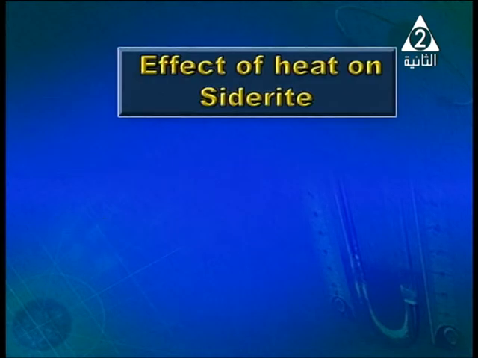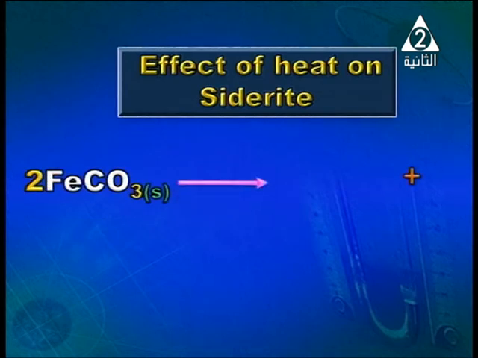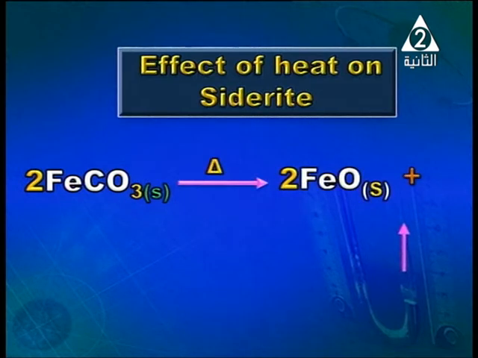The effect of heat on siderite. Siderite is iron 2 carbonate, so FeCO3. By the effect of heat, it decomposes into iron 2 oxide FeO and carbon dioxide gas evolves.